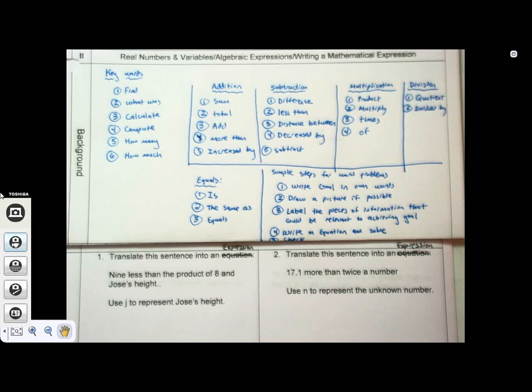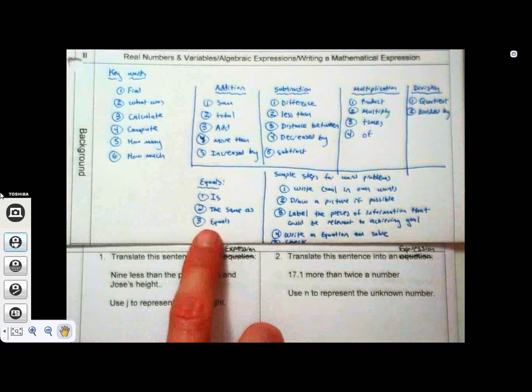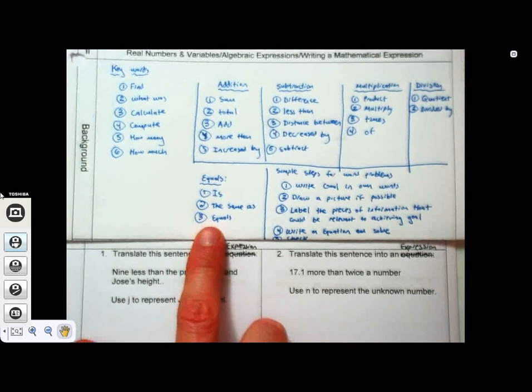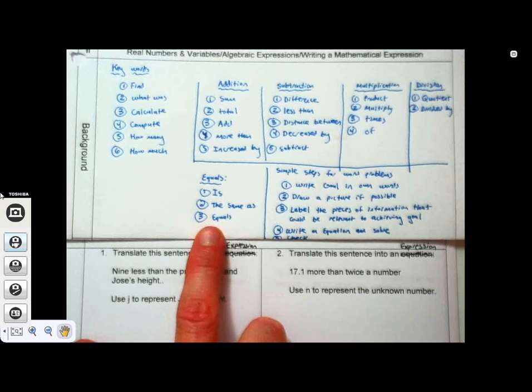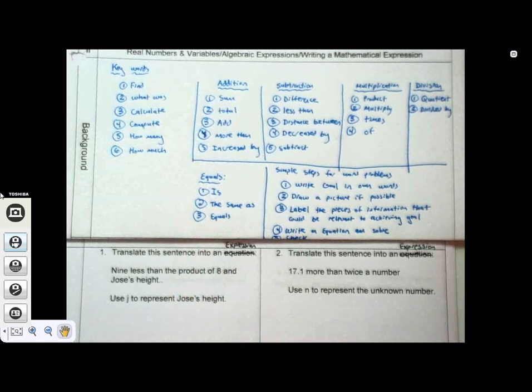So, if you haven't yet had a chance to copy down these keywords, I would suggest doing that because it will make life a lot easier when we're working through the problems. So let's take a look at number one.